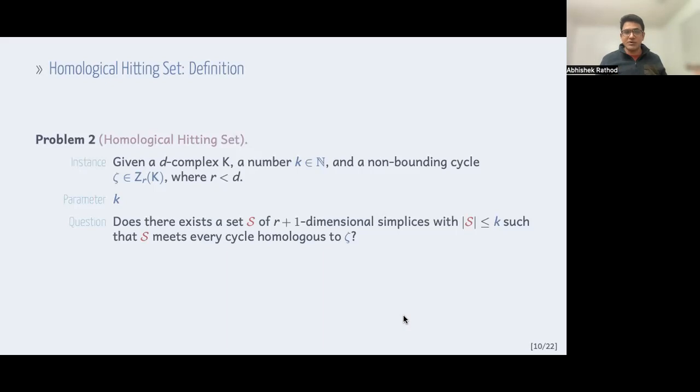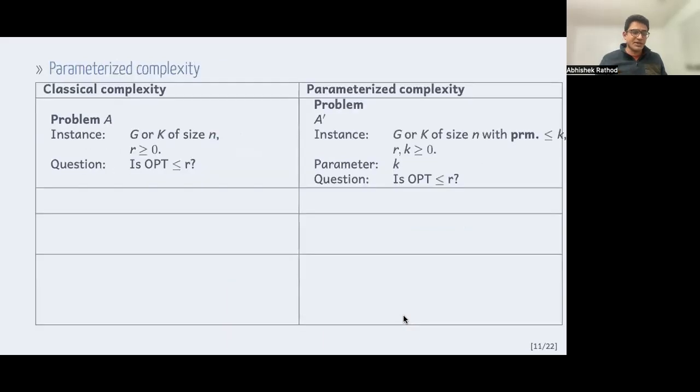So as I talked about in the example before, of course, if you remove S, the set of simplices S, from K, then the class of zeta will be destroyed. All right. So now that the problem has been described, let me very briefly recall some of the elementary notions in parameterized complexity so that I can then state the results.